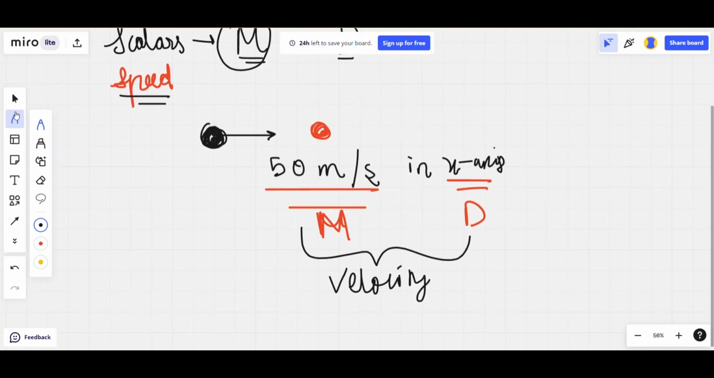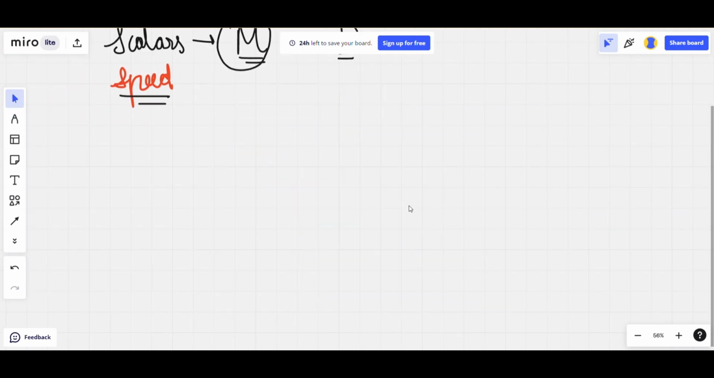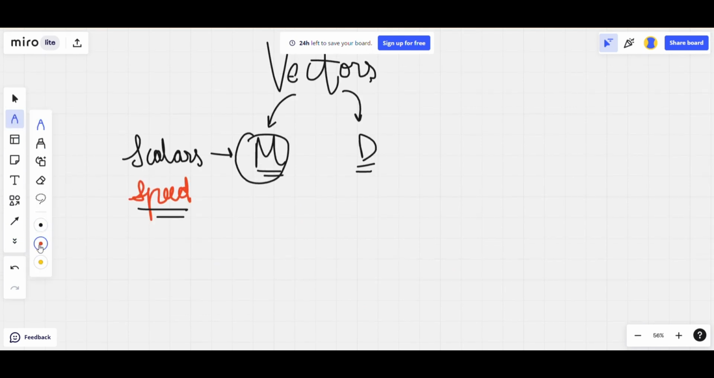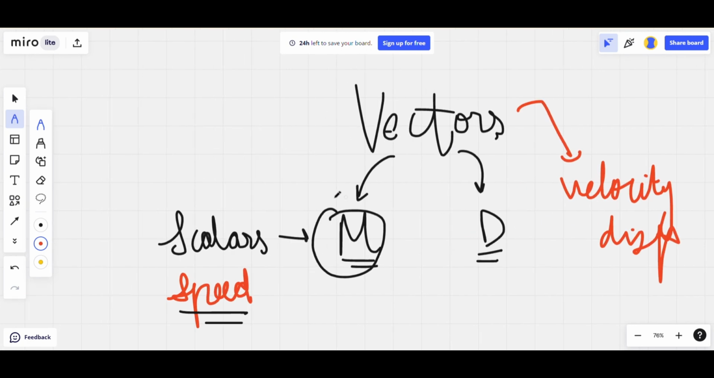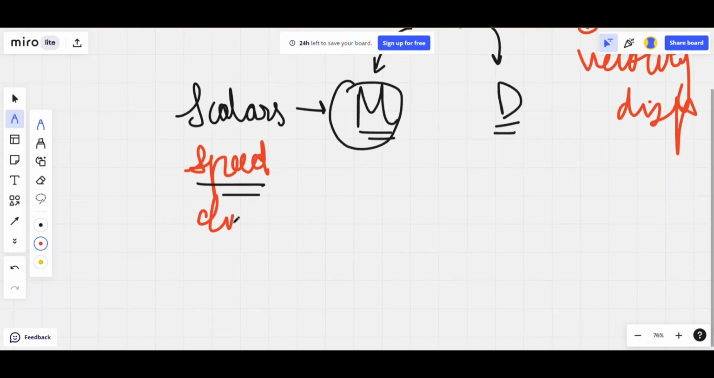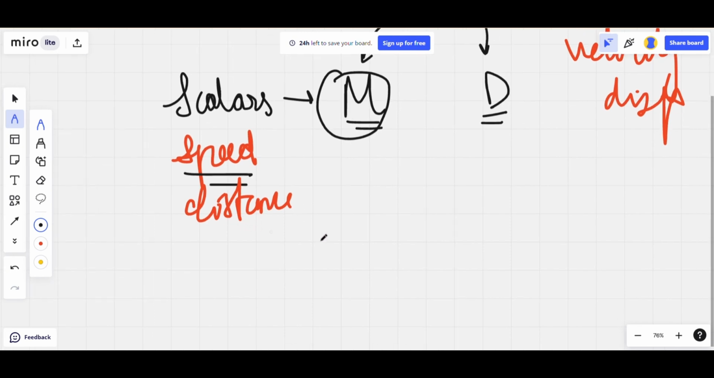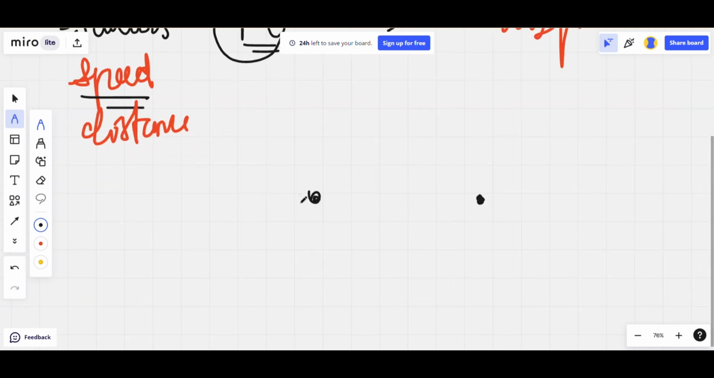So this is the basic idea behind vectors that I just explained with the help of an example. I hope you got the idea of it. An example of a vector could be velocity, displacement, and more examples of scalar quantities could be speed, distance, time, etc., where you don't identify the direction. How distance? Let's take 2 points.